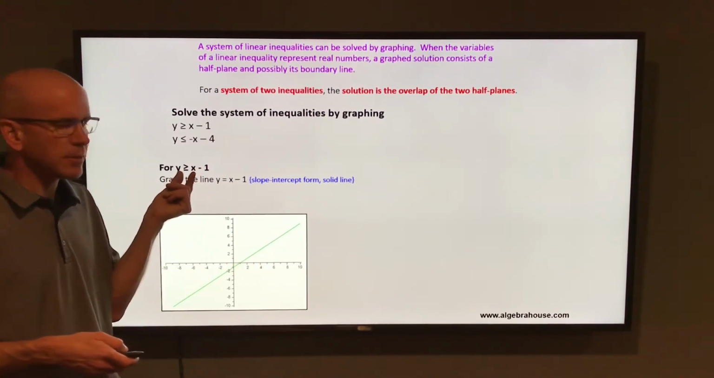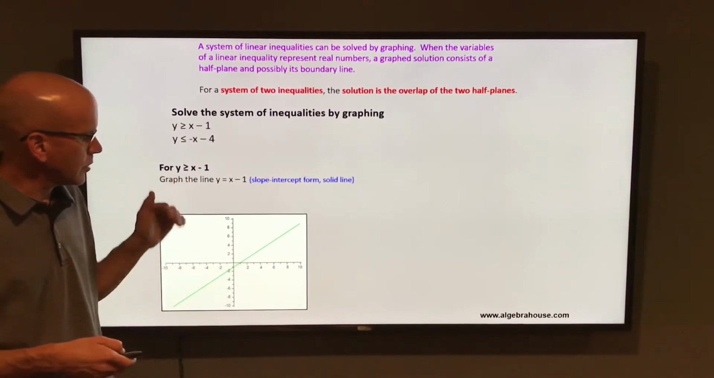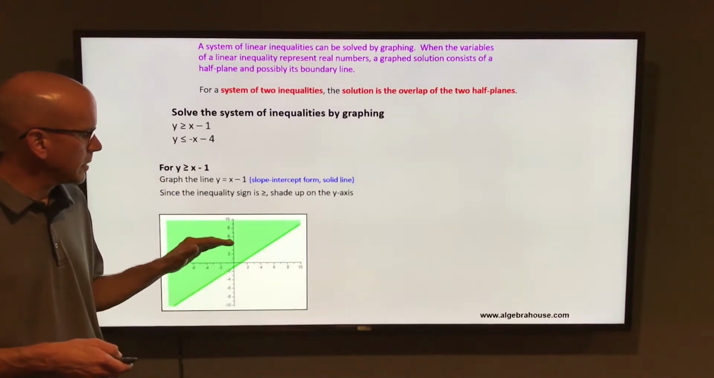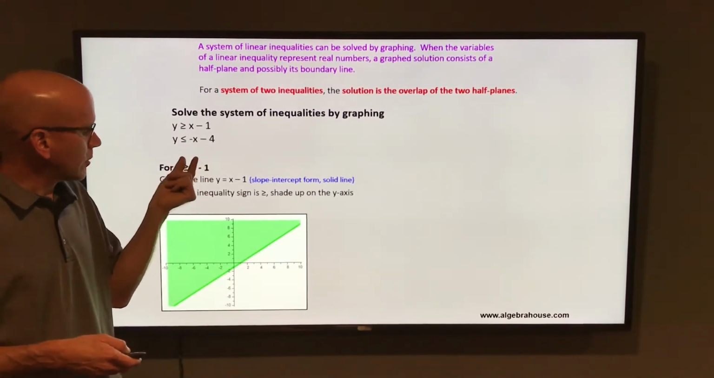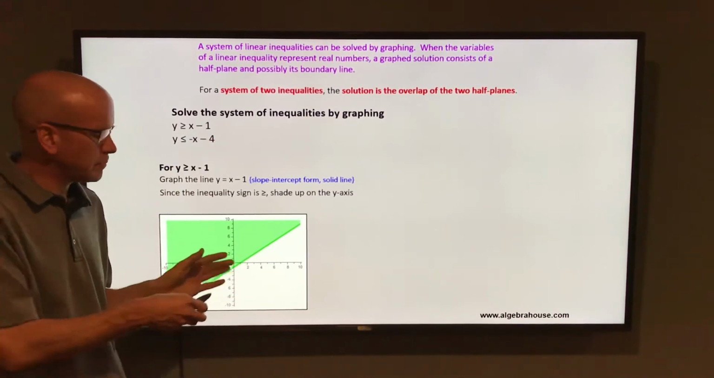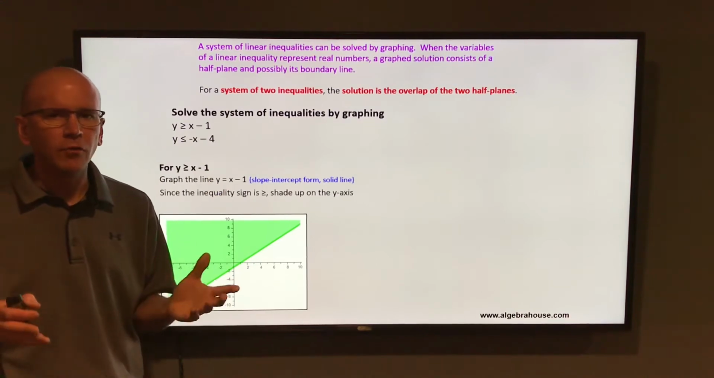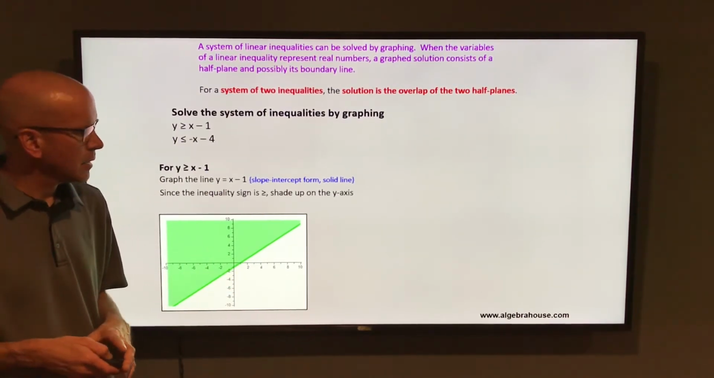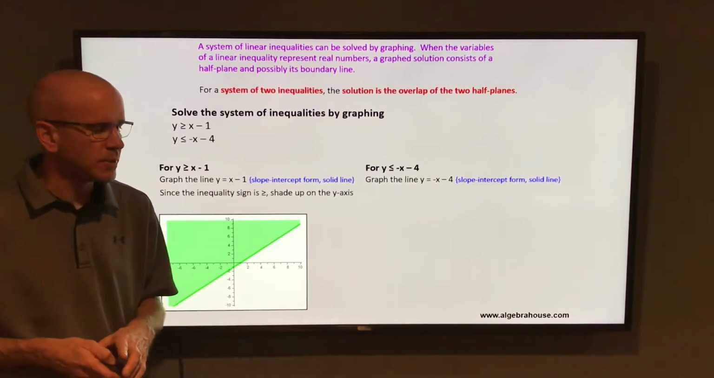Then you shade in the direction of the inequality sign or use a test point. It's a greater than sign. We're going to shade everything above that line. So all those points above that line are solutions to that inequality. Then right on top of that, on the same paper, you're graphing the other inequality, and where they overlap, that is the solution set to that system. I'm going to separate them, but on paper, they would be right on top of each other.